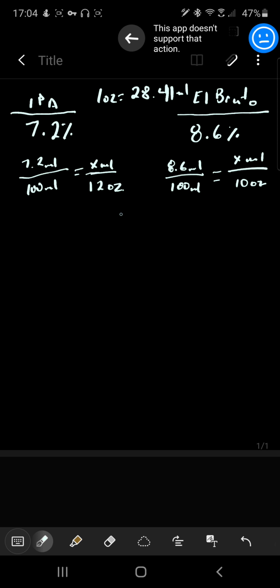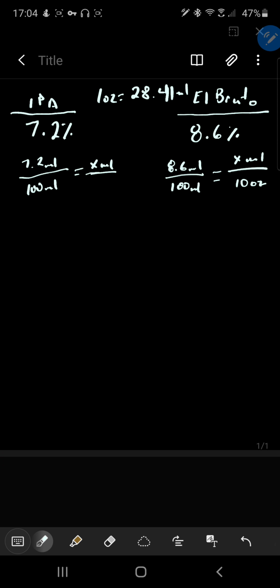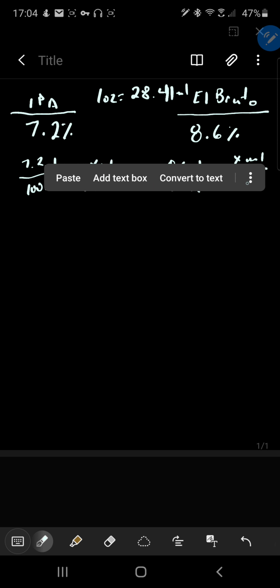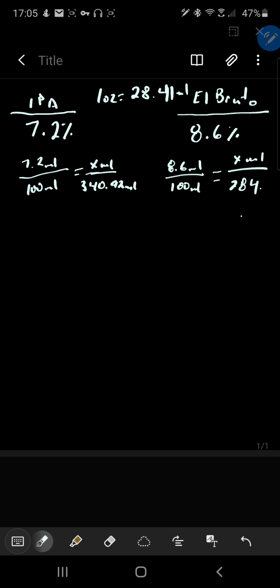At this point, I go ahead and convert the 12 ounces into milliliters. So 12 times 28.4 is going to be 340.92. And then the 10 ounces here is very easily converted to 284.1. Get my decimal in there a little bit better. All right, so now we can just go ahead and cross multiply and divide.